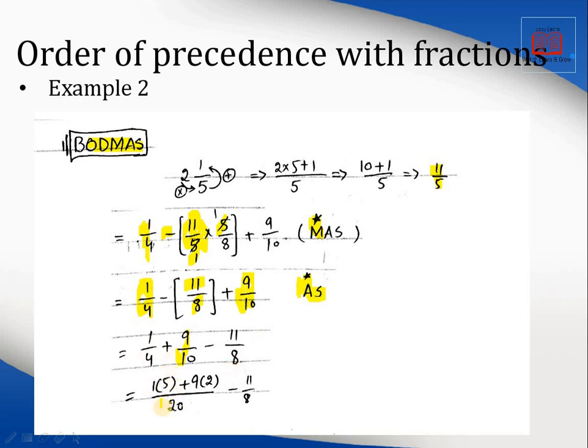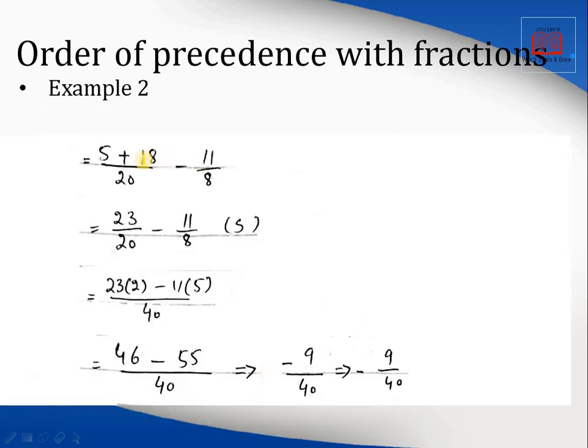The LCM of 10 and 4 is 20. So after this it is a simplified process. I'm not going to explain it again and again because it was already explained. So minus 11 by 8. In the next slide, this is 5 plus 18, and so on, and now in the last step we are going to solve just the subtraction. So the LCM of 8 and 20 is 40.